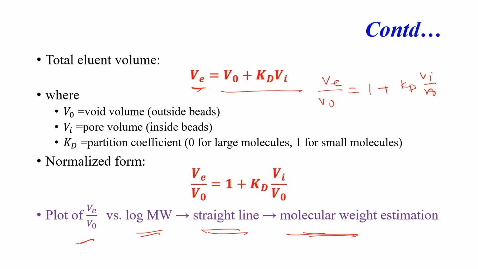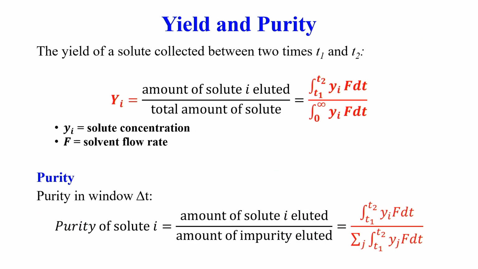size of your molecule. Now, next there are two terms in chromatography, that is yield and purity. The yield is defined as the amount of solute i eluted divided by the total amount of solute. So, how do you know the total amount of solute? If you integrate from 0 to infinity Yi F dt, where Yi is the solute concentration and F is the solvent flow rate, you will get the total amount of solute, and if you integrate over the time range T1 to T2, you will get the amount of i eluted.